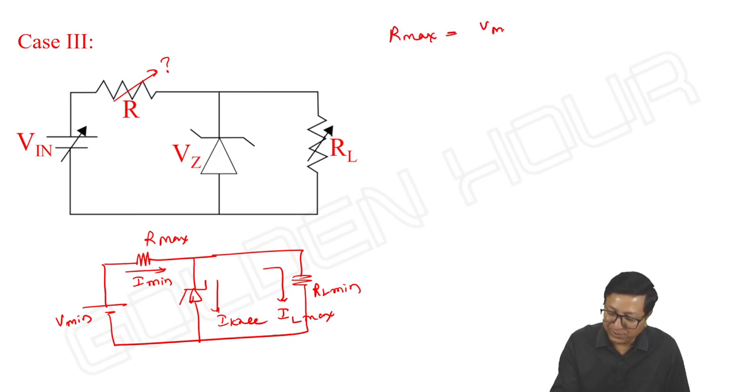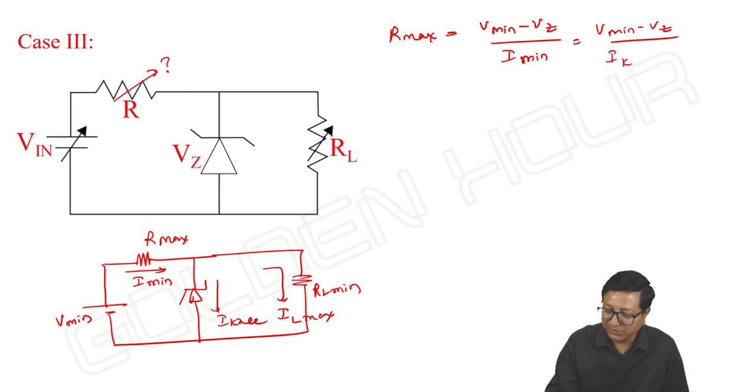It is V minimum minus Vz by I minimum. Actually, Vin minus Vz by I. Input is minimum and hence I is minimum. Okay, so (V minimum minus Vz) by I minimum, which means it is the knee current plus IL maximum.